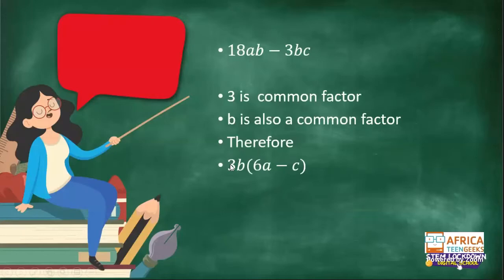In other words, you'll multiply 3 by 6 to get 18. Then b times a is ab. So can you see that the first term is correct. And then in the second term, once more, you'll multiply 3. The coefficient of c is 1. So you multiply 3 by 1 to get 3. And if you multiply b by c, you will get bc. So 3bc there for the second term.